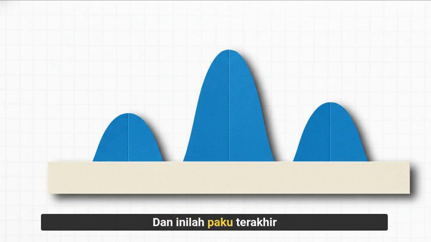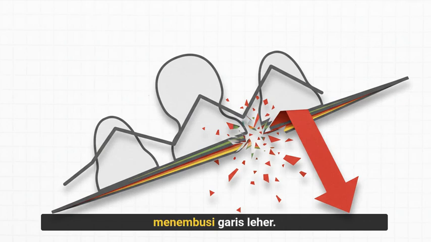And here's the final nail in the coffin. The pattern isn't really confirmed until the price drops from that second shoulder and smashes right through the neckline. That break, that's your signal. That's the moment the market is telling you the uptrend is probably over.